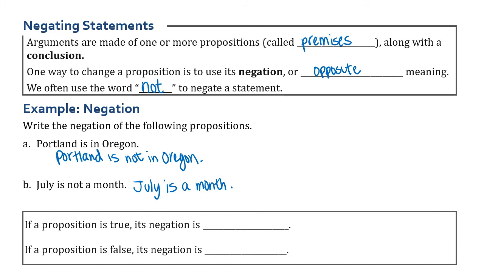So hopefully you can see here, like in example A, this proposition is a true statement. Portland is in Oregon. So when we negated it, it ended up giving us a false statement. Portland is not in Oregon, which is a false statement. As in B, if the proposition is false, July is not a month, then the negation, July is a month, is a true statement.